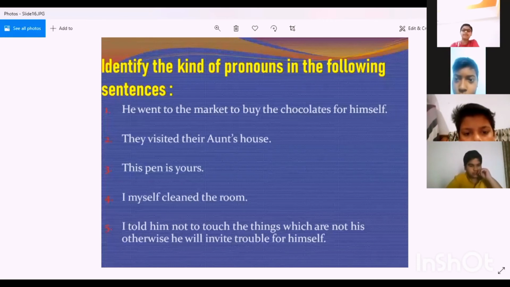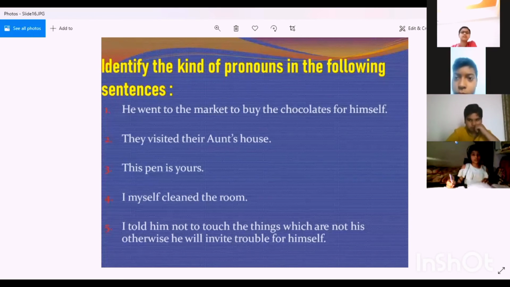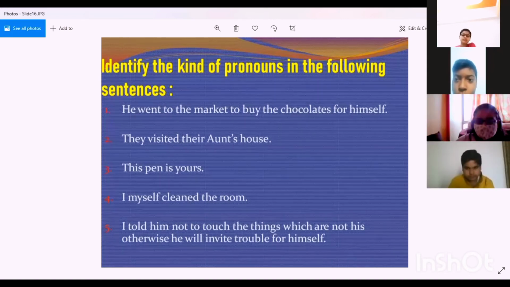Very good. So in your exams, when you get such kind of question, you have to write the pronoun also. Okay. The answer for this will be he. Then you will put a small dash and write down personal pronoun. In the next line, you will write down himself and put a small dash. You will write then its kind, that is reflexive pronoun. Okay.